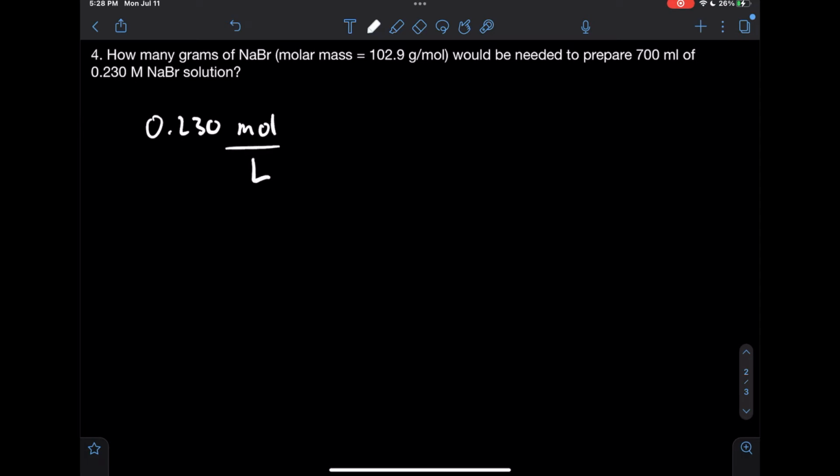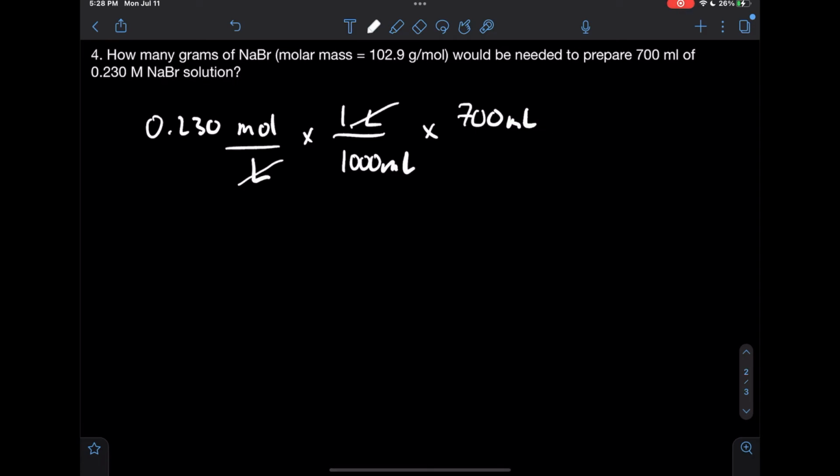We have 700 milliliters, or we want to prepare a solution that's 700 milliliters. So we're going to multiply this by 1 liter equals 1,000 milliliters. And we have 700 milliliters total. Our liters will cancel here, and our milliliters will cancel here. We now know, after calculating this out, that it will be 0.161 moles. Like I said, the liters cancel, the milliliters cancel, and we're left with mole.